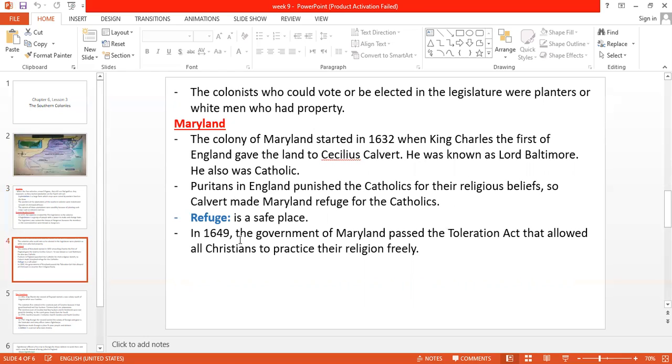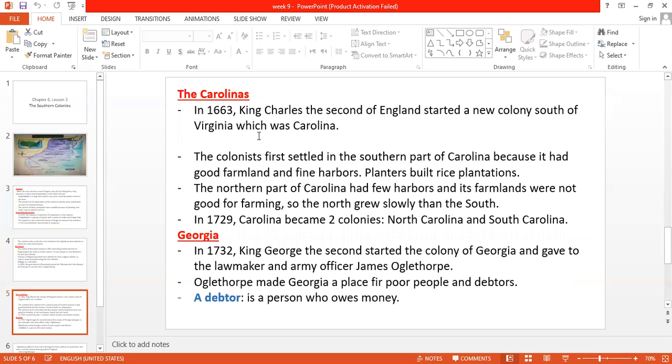So in 1649, the government of Maryland passed the Toleration Act. Act means law, okay, that allowed all the Christians to practice their religion freely. So the idea of Maryland came from the Catholics wanting to practice their religion freely. So most of the colonists who went to Maryland in that time were Catholics and they wanted to practice their religion freely. Okay.